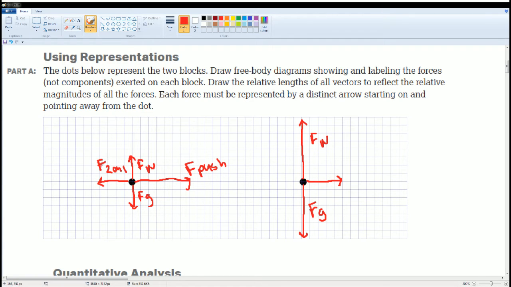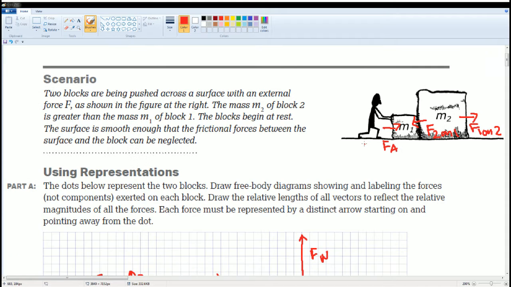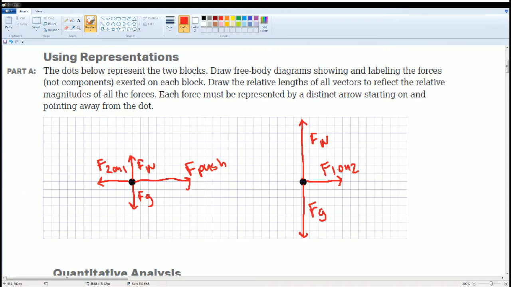So notice this is F, 2 on 1. So this is going to be the 1 on 2. How does that look? Notice the force to the left is F of 2 on 1. So there's going to be an equal and opposite force to the right, which is the F of 1 on 2. That is what I got down here.